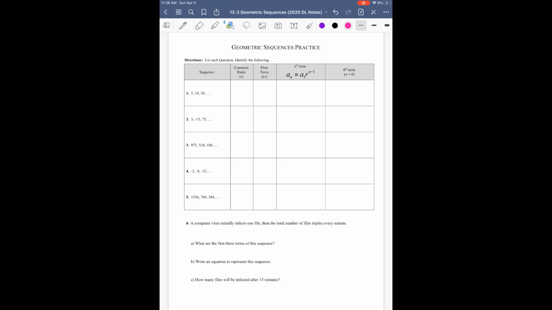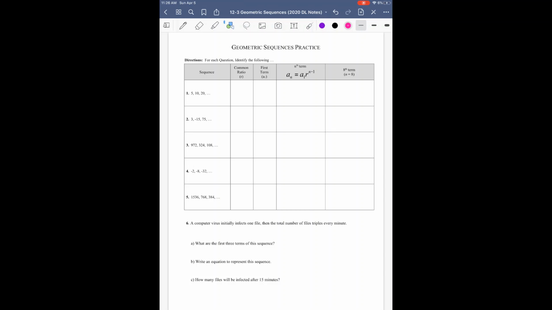Okay, so now I'm going to ask you to try some practice questions on your own. For the first 5 questions, it's similar to the practice that we had last week. You're going to be given a sequence. You need to find the common ratio, the first term, the nth term, which means you're substituting into the explicit formula, and then I'm going to ask you to find the 8th term. So I'm going to walk you through example number 1.